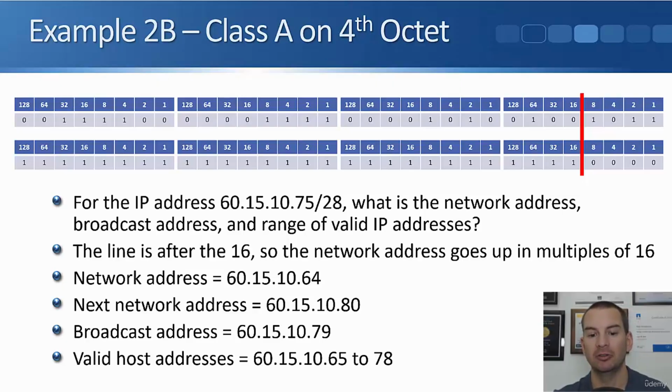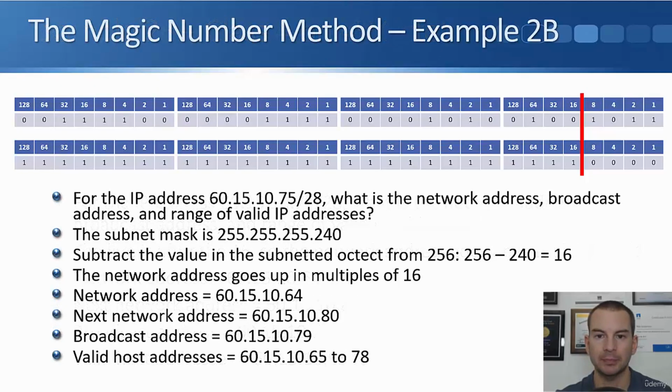And the range of valid host addresses fall between the network address and the broadcast address. So that's 60.15.10.65 up to 78. Another way you can do it is by using the magic number. And this is a way you can do it quite quickly in your head, especially if you were given the subnet mask in dotted decimal notation rather than in slash notation.